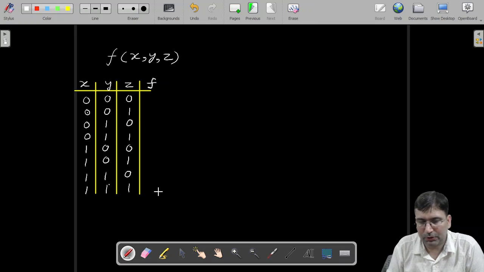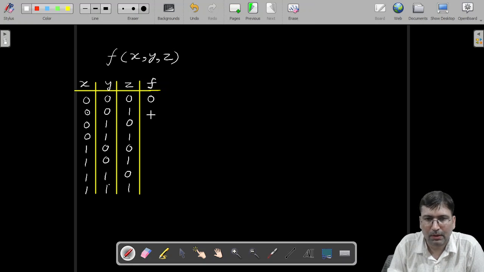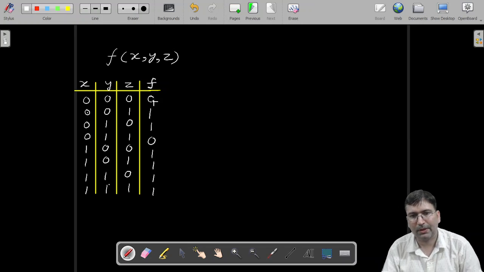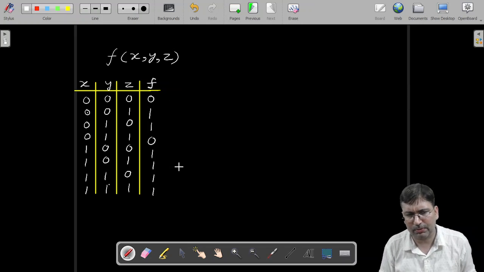Now there are many possibilities. In here f may have this very first place as 0, or it may have this very first place as 1. So let's consider this is 0, this is let's say 1, this is let's say 1, this is let's say 0, and the remaining terms are let's say 1. Okay, so this is one possible function I consider.